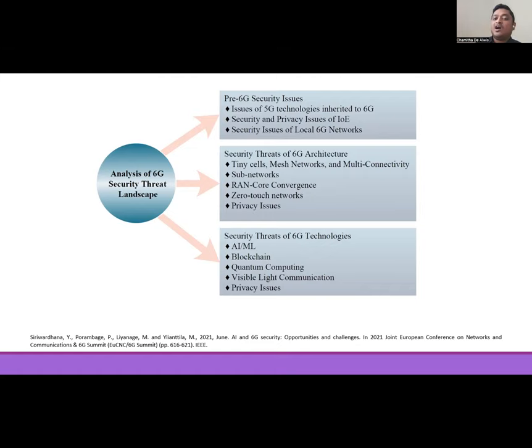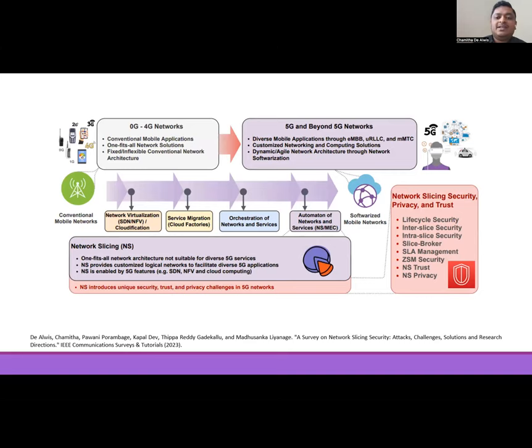And that's why it is very important for us to get a very good idea about security. So 6G will also incorporate a lot of technologies: AI, machine learning, blockchain, quantum computing, visible light communication. These will also have their own vulnerabilities. So this is how the threat landscape and the security landscape of 6G will be. Also the new technologies, for instance, like with 5G, we envisage networks to be sliced.